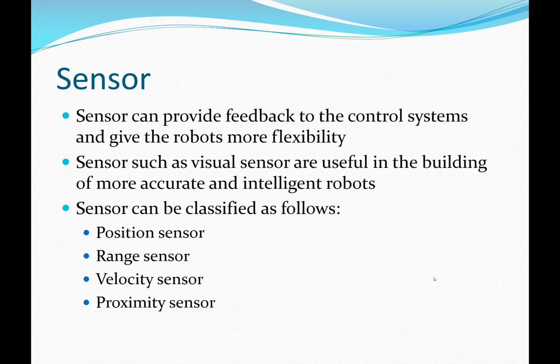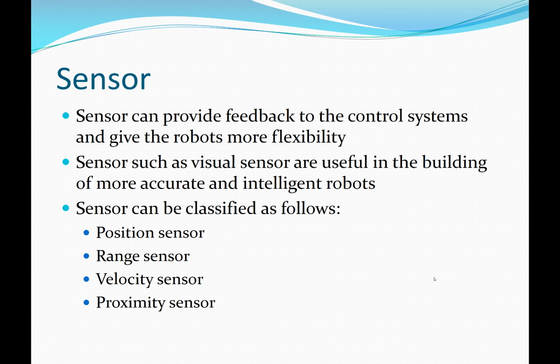Sensors provide the feedback, and the 4 classes of sensors that we typically look at are position sensors. Where is the robot in space? Range sensors. How far is it from a particular object?